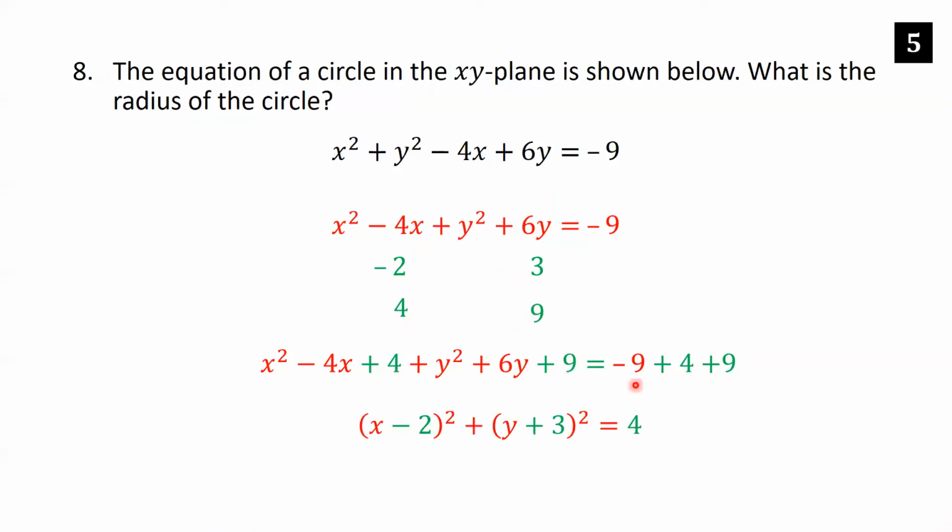So on the left, we have two perfect squares. x squared minus 4x plus 4 factors as x minus 2 squared. The -2 comes from right here. And y squared plus 6y plus 9 is y plus 3 squared. The 3 comes from right here. And on the right, we just add these up. The -9 and the 9 cancel, and we're left with 4. The equation of this circle is now in standard form. And the 4 represents r squared. So r is the square root of that, which is 2. And that is the answer.